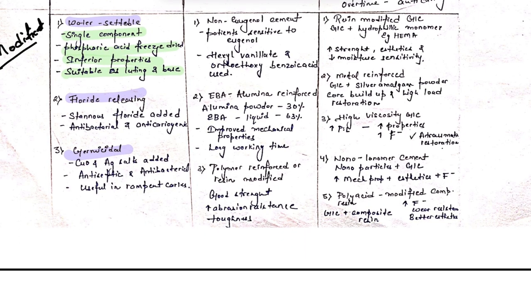Then we have fluoride releasing. As the name suggests, it releases fluoride. Okay, so it contains stannous fluoride, and it is antibacterial and anticariogenic. Since it is releasing fluoride, it is anticariogenic. Okay, then we have germicidal. It contains copper oxide and silver salts. That's why it is antibacterial. It is antiseptic as well, and it is useful in rampant caries. Caries which progress very fast are called rampant caries. So you can apply this cement over there, so the progress of caries will also reduce.